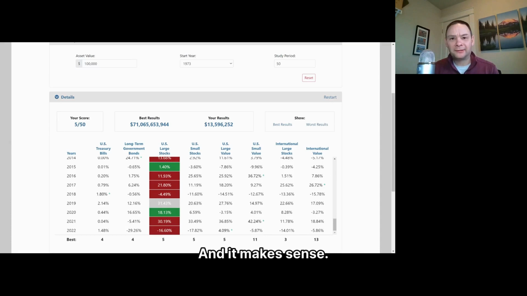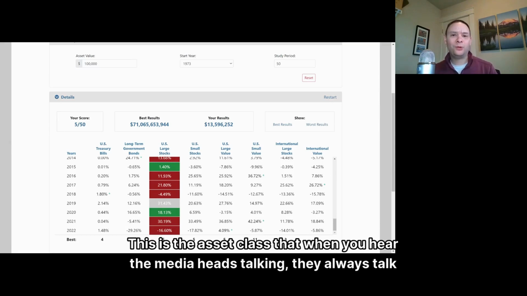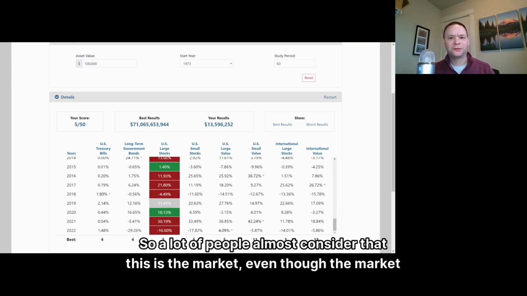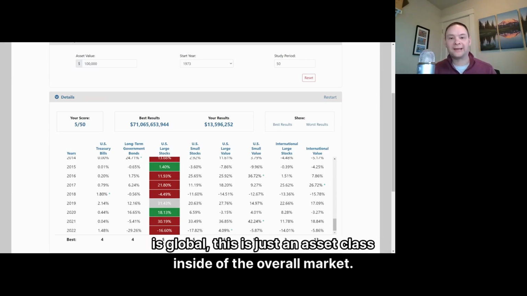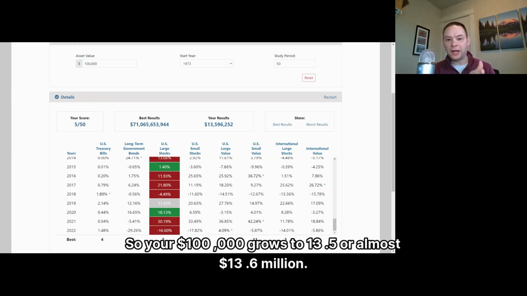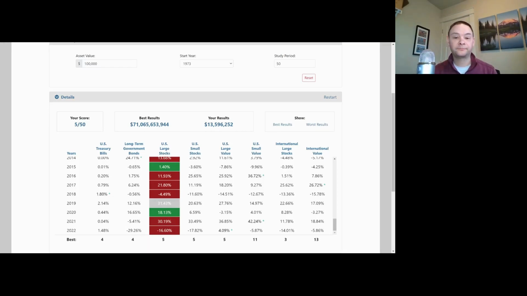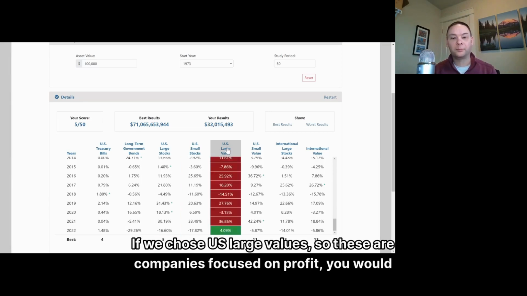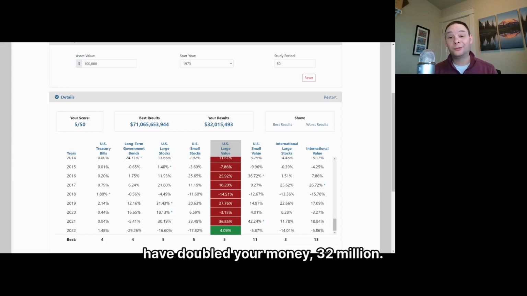And it makes sense. This is the asset class that, when you hear the media heads talking, they always talk about, well, the S&P 500 was up or the S&P 500 was down. So a lot of people almost consider that this is the market, even though the market is global. This is just an asset class inside of the overall market. So your $100,000 grows to almost $13.6 million. Here's what's interesting. If we chose U.S. large values, companies focused on profit, you would have doubled your money, $32 million.